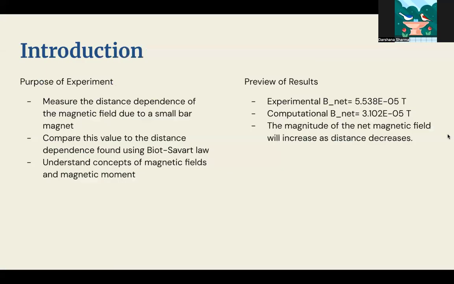The purpose of this lab was to measure the distance dependence of the magnetic field due to a small bar magnet and compare this value to the distance dependence found using the Biot-Savart law in a computational model. We also did this to understand the concept of magnetic fields and magnetic moment.